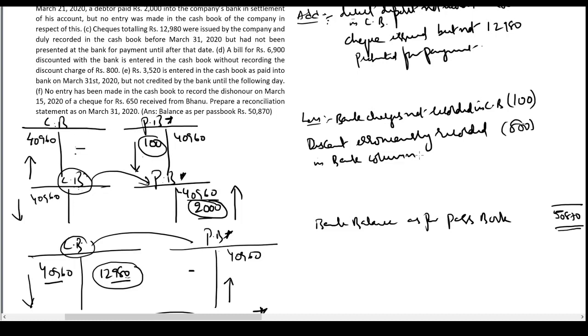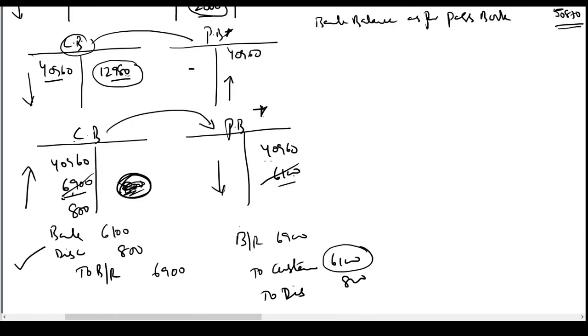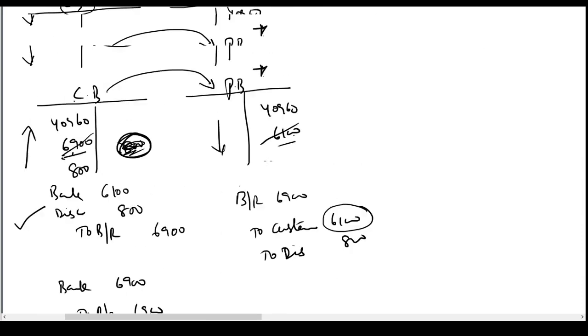Next, 3,520 is entered in the cash book as paid into the bank on 31st March 20 but not credited by the bank until the following day. So we have deposited some money in the bank.